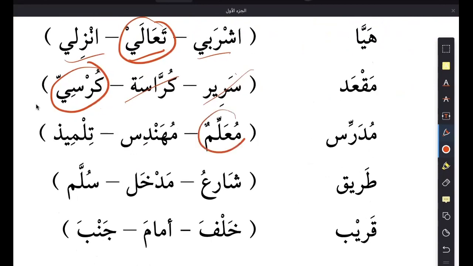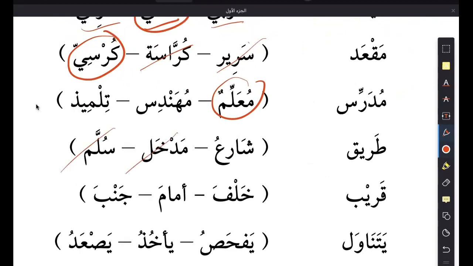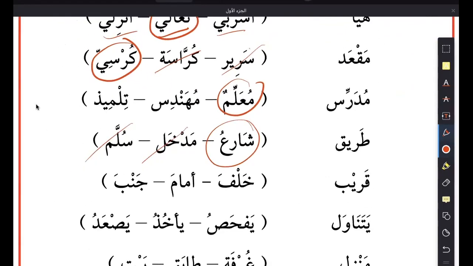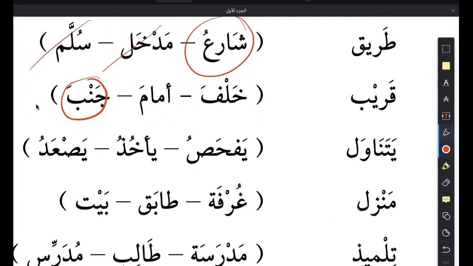Mudarris, muallim, yes. Tariq, tariq is a road. None of them make sense. Shari', shari' is the street. So it also has the same meaning. Qarib, qarib is close. Janb, yes, what is janb? We studied janb means side, on your side. So something that is close to you is on your side. You can use it because khalfa and amama don't quite give the same meaning.